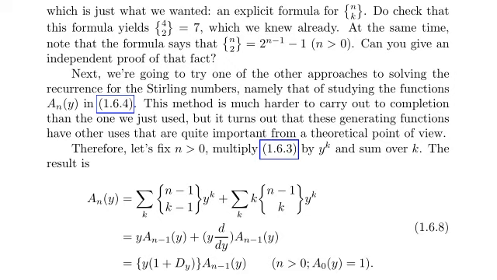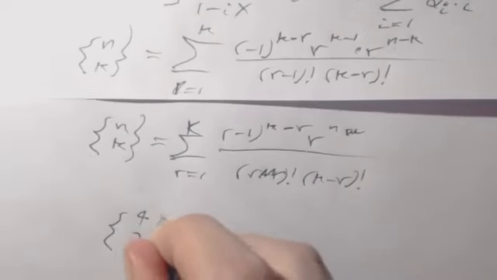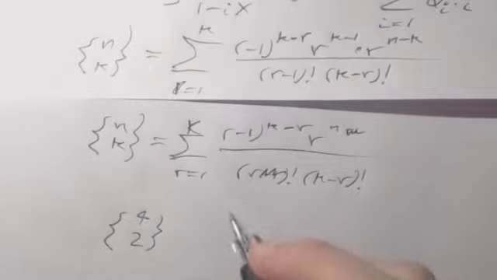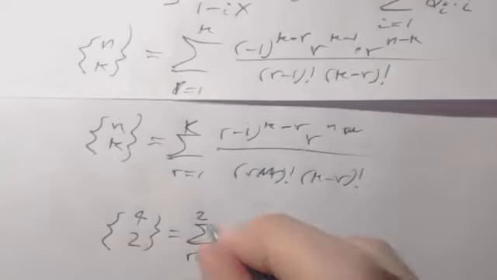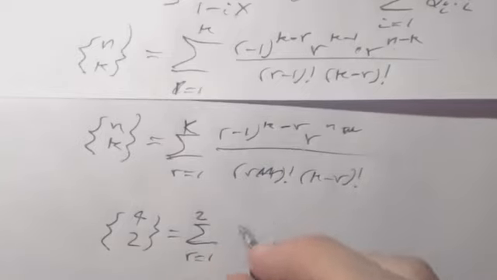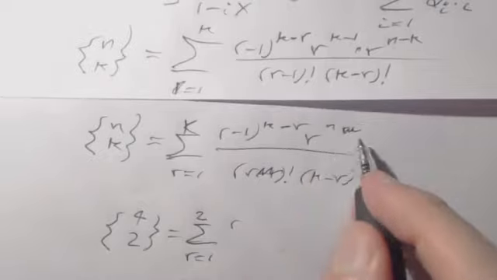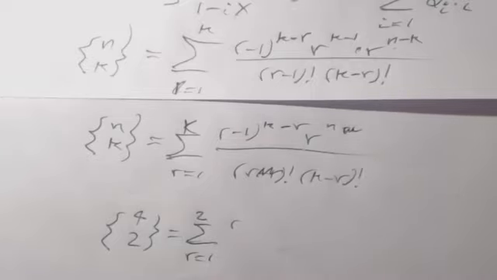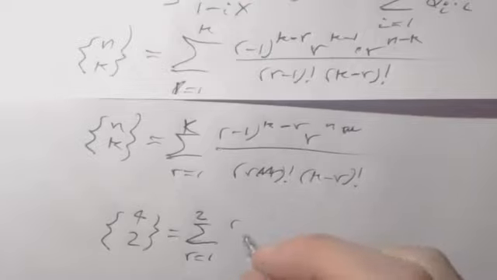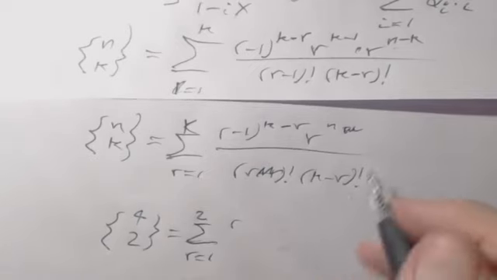So I'm just going to check that this works for 4 and 2. So k is 2. We're going to have r summing from 1 to 2. I'm going to take this r to the n out. No, I can't take the r to the n out. r's being summed over. Never mind. I think I said that you could take the r out. It's not right. That's not right.